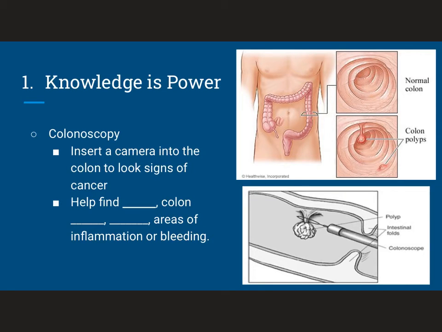drink some fluids to clean out your colon, they're going to insert a camera into the colon to look for signs of cancer or other formations that you may have inside of your intestine. If you see the picture here, a normal colon will have nice clear walls that are not going to have anything forming there. But if you have problems with polyps or tumors, things like that, you're going to see that in the camera.